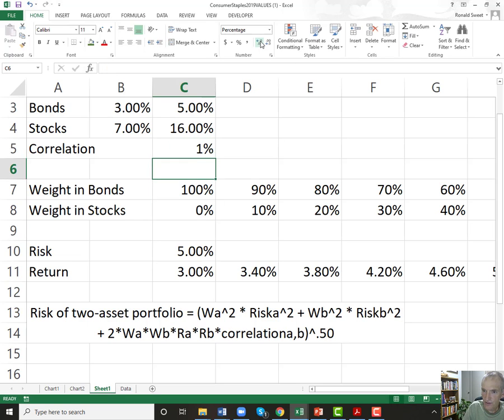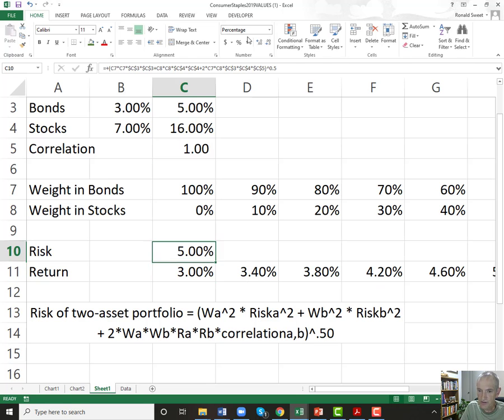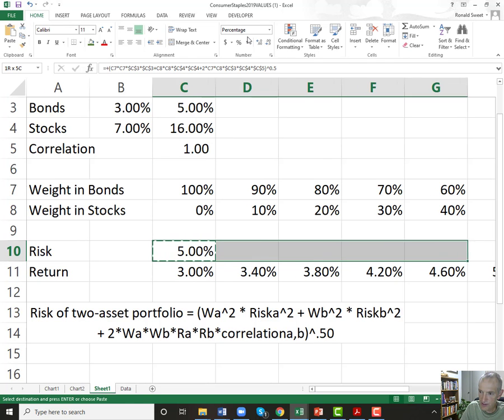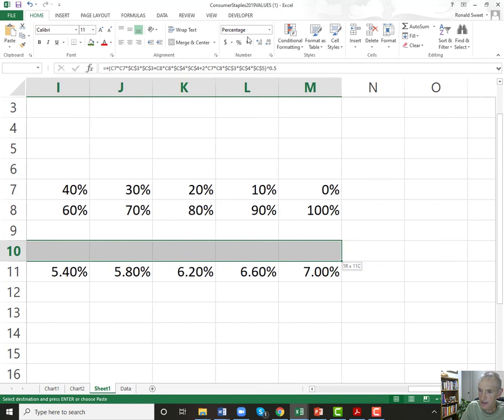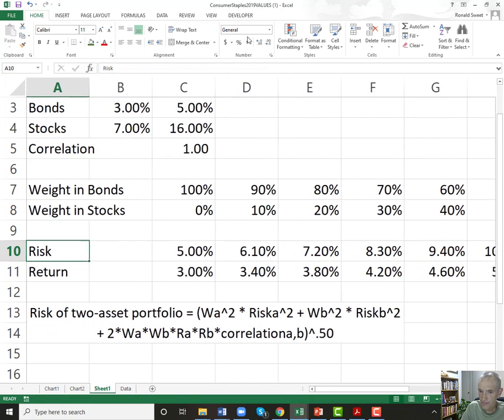So let's do a correlation of 1. So let's just double check, make sure I got all the dollar signs in places where I want to lock in. I want to lock in the correlation as well. So if you're doing it exactly as I'm doing it, just hit freeze and you can see this whole formula right there. So there's our risk, and as we increase our stocks, our risk is going to go up, obviously all the way up to 16%.